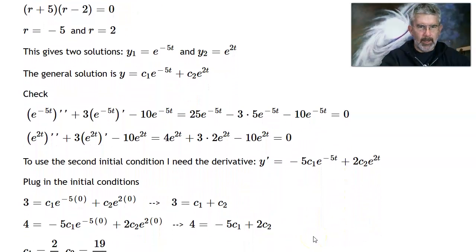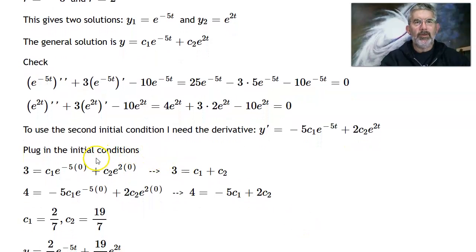Okay, so here we go, plugging into the initial conditions. The first initial condition, I'm plugging into the function. So I'm plugging a 0 in for t here, and it's supposed to equal 3. Plugging a 0 in, e to the 0 is 1. So I got 3 equals c1 plus c2. Likewise then, for the second initial condition, they're talking about the derivative, so I'm plugging a 4 in for the y prime and a 0 in for t in this equation, and again, the e to the 0s are 1, so 4 is equal to minus 5c1 plus 2c2.